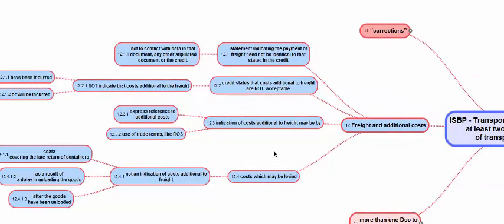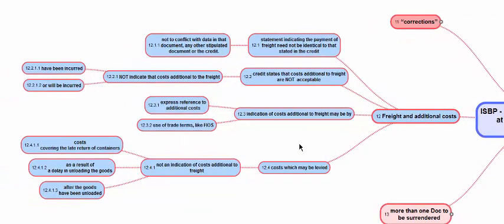Now, what is this cost additional to freight and how will it be indicated? The cost additional to freight could be because of cost covering the late return of containers, the cost as a result of delay in unloading the goods, or the cost incurred after the goods have been unloaded. These are some of the costs which are additional to freight related to the transport.